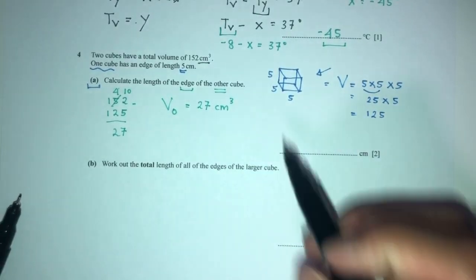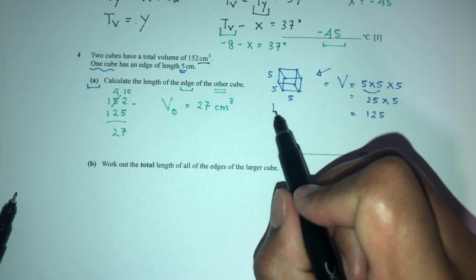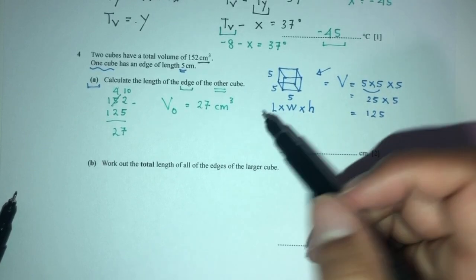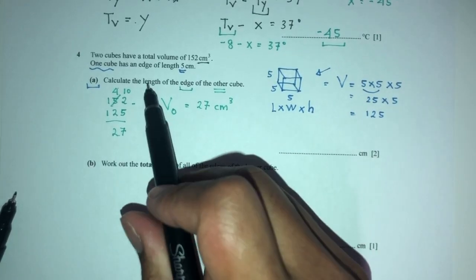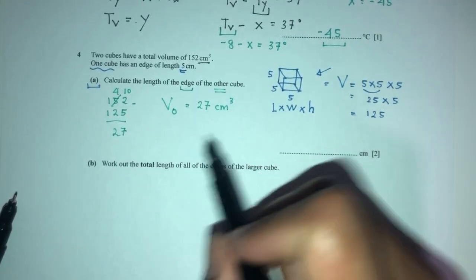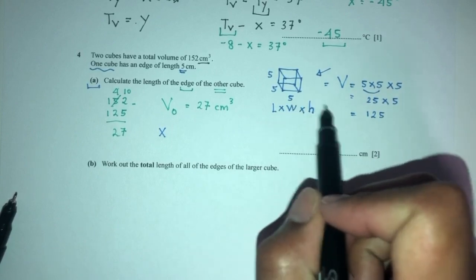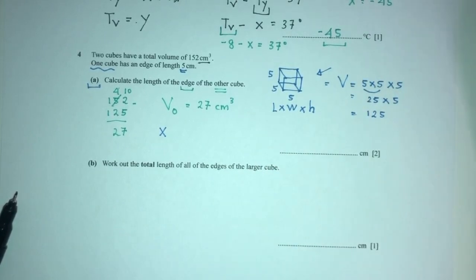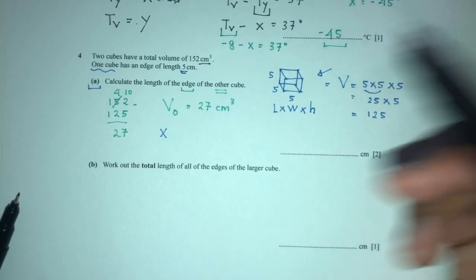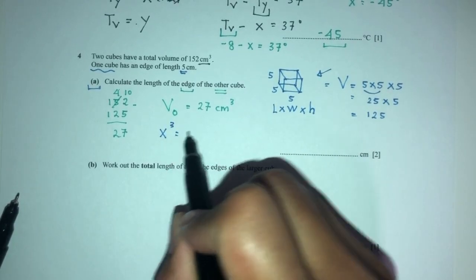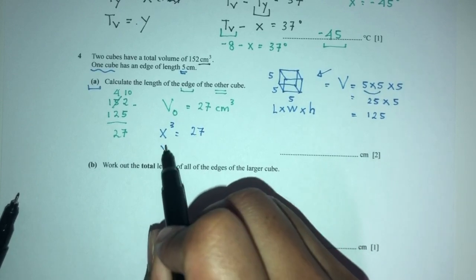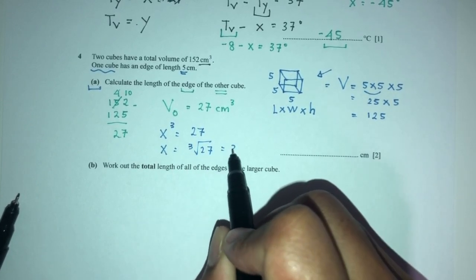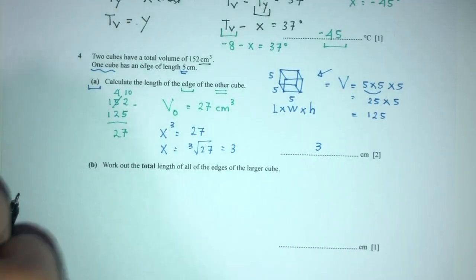Now how do you find the volume of a cube? It is length times width times height, as we have seen. Obviously we don't know the length. Let's call the length x. So x times x times x, because we know the sides of the cube are all the same. That will be x cubed is supposed to give you 27. x will be the cube root of 27, and the value should be 3. That is part A of your question.